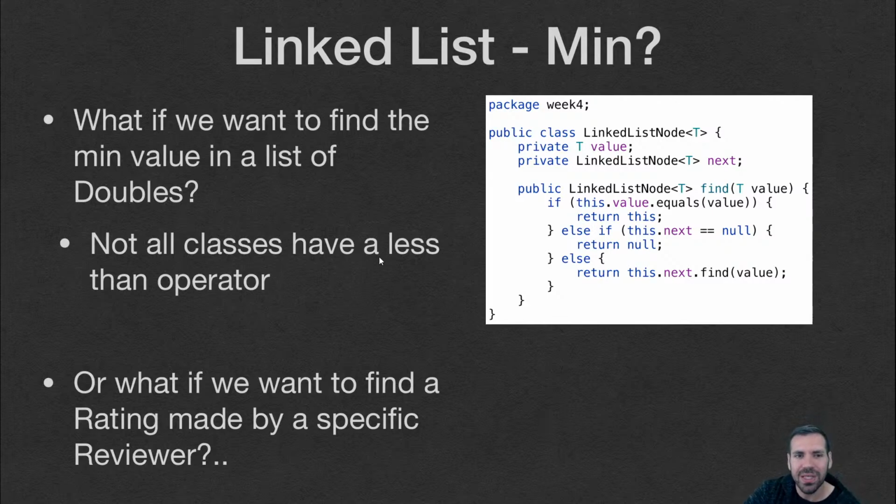So how are we going to do this? Less than operator, get reviewer ID, get rating. How are we going to call these methods in the same way? And the answer is we're not. We're just not going to be able to do this setup.